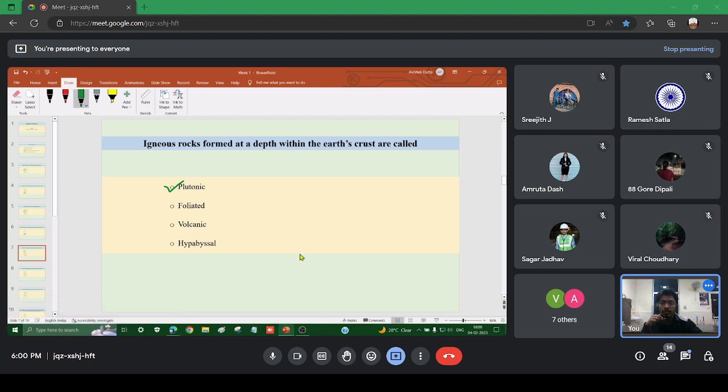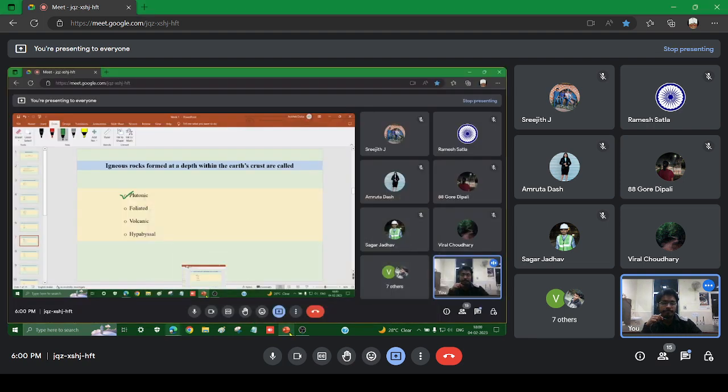Okay. So in this question, I have given three igneous rocks and one metamorphic rock. So plutonic is the correct answer. Okay. Clear, everyone?